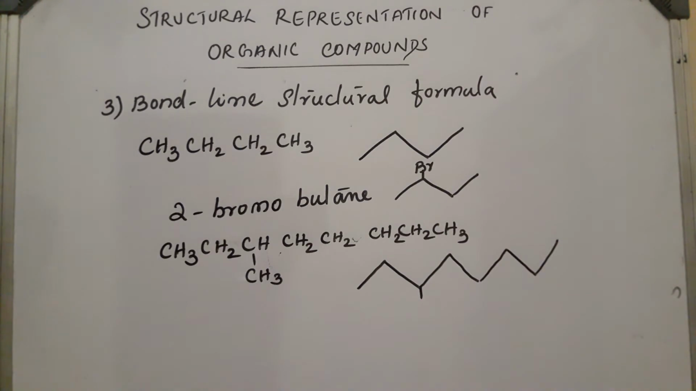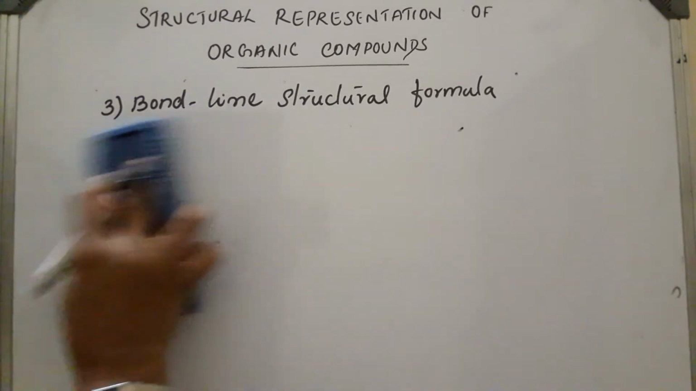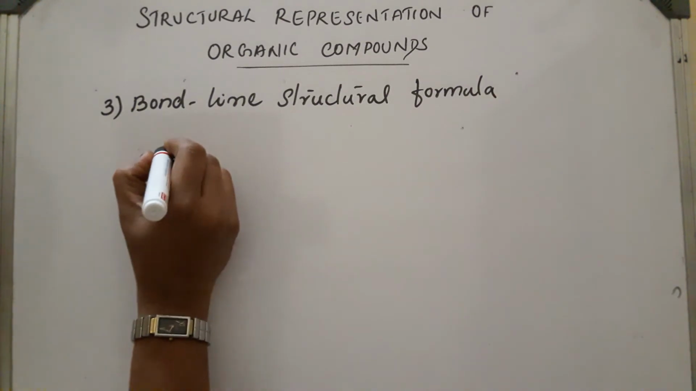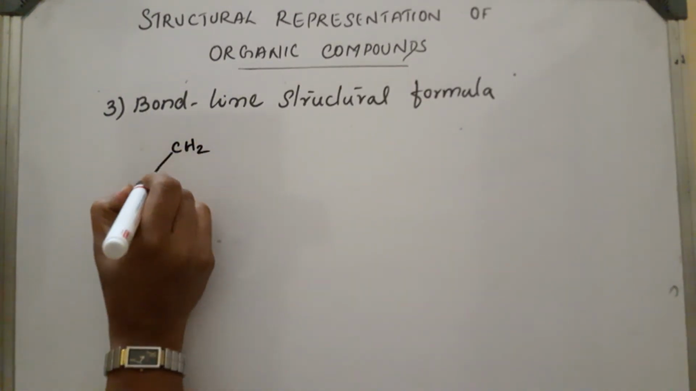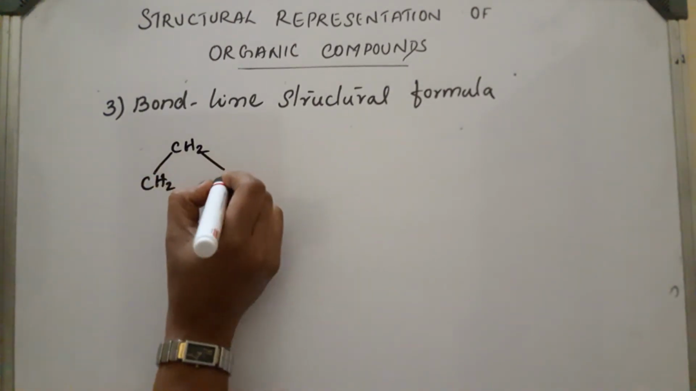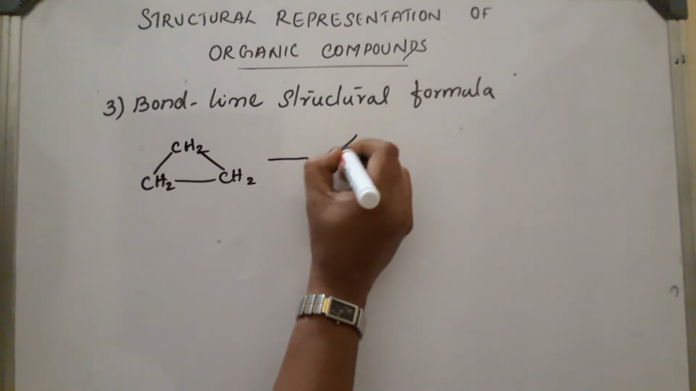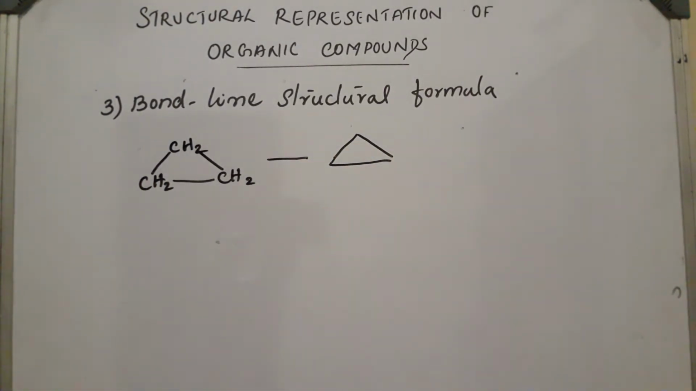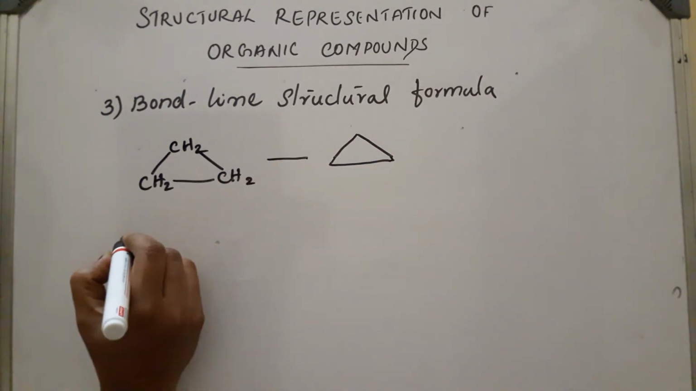Now, take a few more examples. Cyclic compounds are normally drawn like this. Take one: cyclopropane, CH2. The bond line structural formula will be like this. Now, take another example.